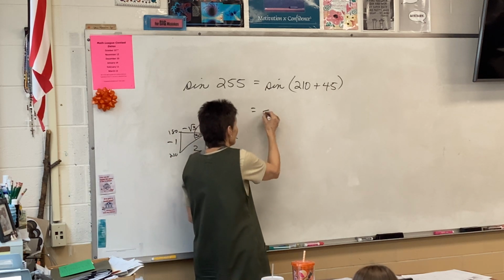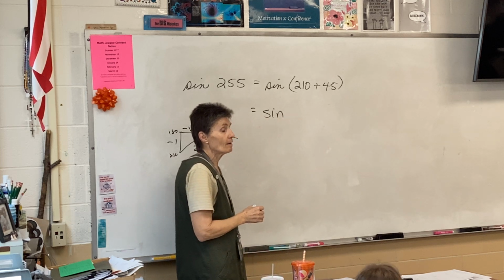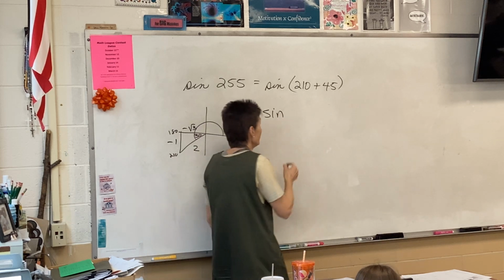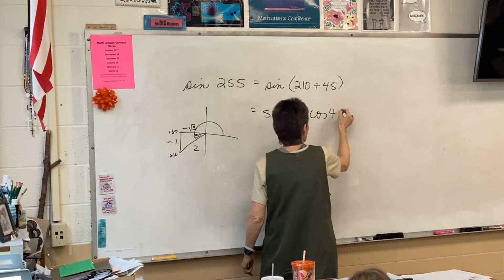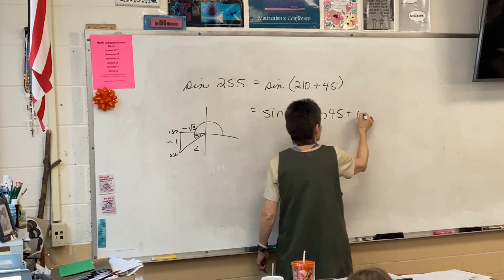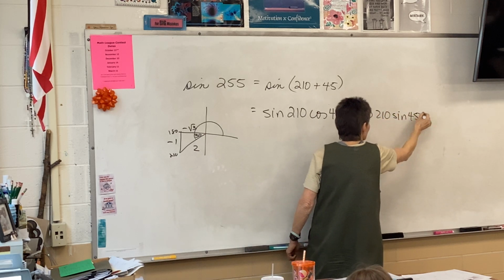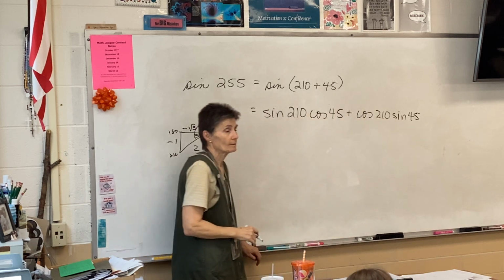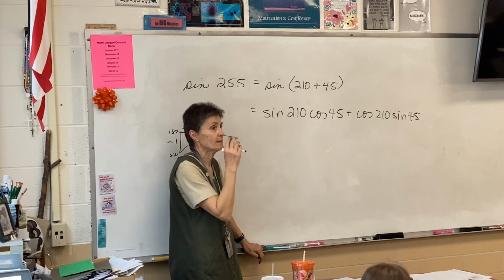Now, look at your reference. The formula for the sine of an angle plus an angle is sine of the first, cosine of the second, plus cosine of the first, sine of the second. That is straight off the reference sheet. You don't have to memorize it, but you got to be able to find it on the sheet and then use it.